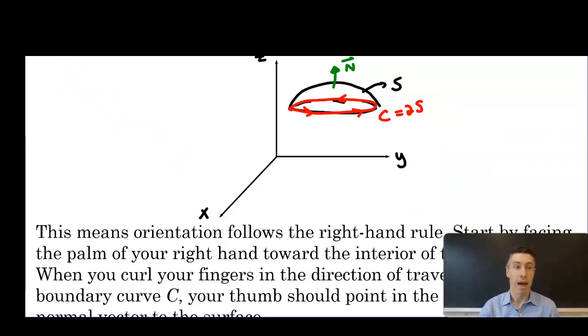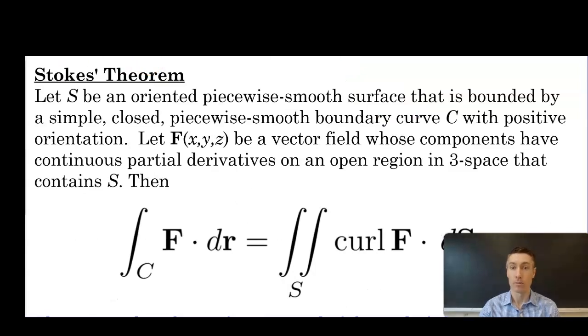So now that we have that defined, let's get to Stokes theorem. So Stokes theorem states, if we let S be an oriented piecewise smooth surface that is bounded by a simple closed piecewise smooth boundary curve C with positive orientation, so take the diagram on the last slide as a good example of all of that. Let the vector field F of x, y, z have components with continuous partial derivatives on an open region in 3-space that contains S. So it contains the surface.